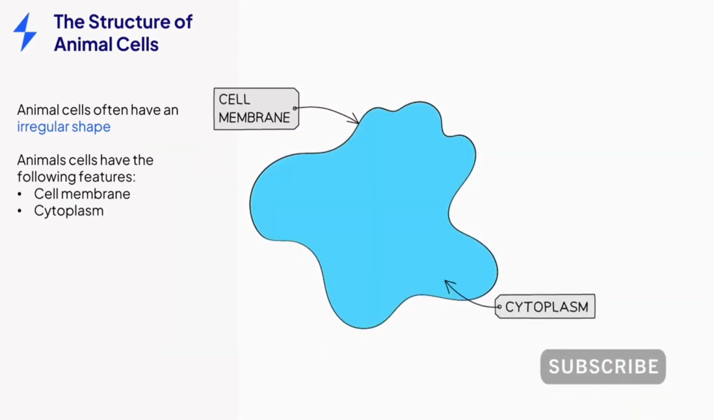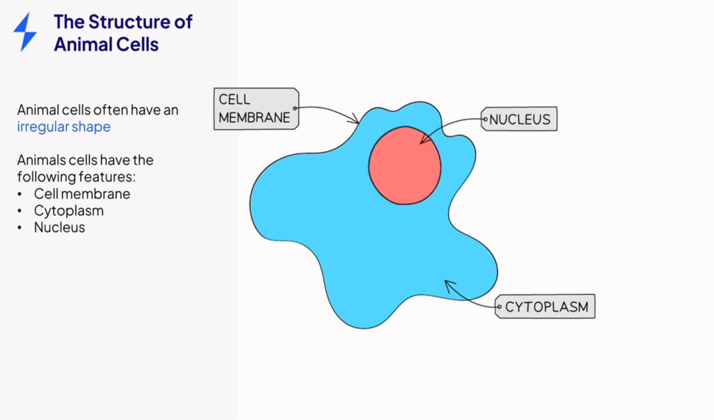The cytoplasm is the gel-like fluid that makes up most of the cell contents. It contains water and dissolved substances and is the site of many chemical reactions inside the cell. The nucleus is the largest structure inside an animal cell. It contains the genetic material, DNA, and so controls the activities of the cell.